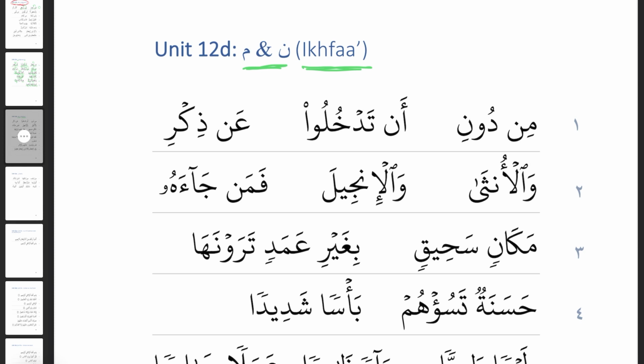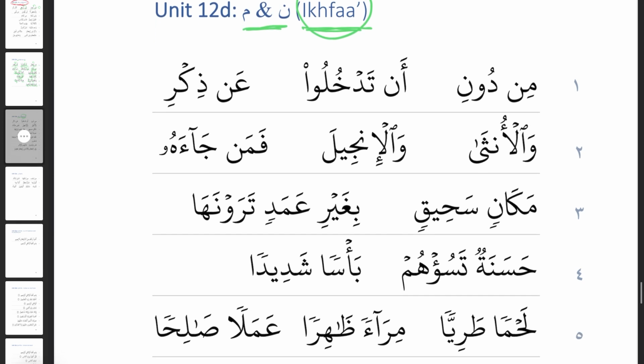Ikhfa, like I've said here, is a transliteration of a word in Arabic. It means to hide, and to hide is a good word. We'll see why when we start looking at the rule. So let's have a look.